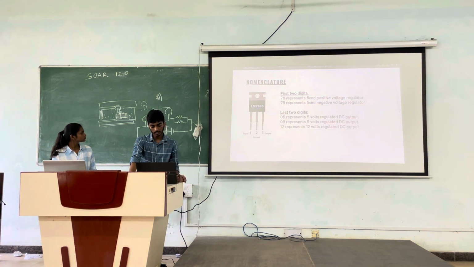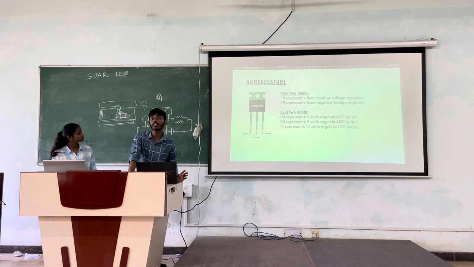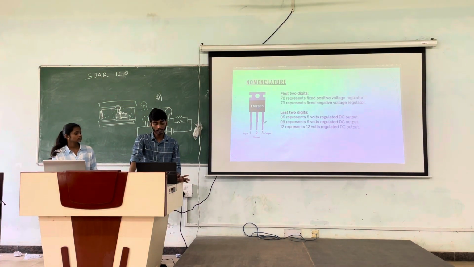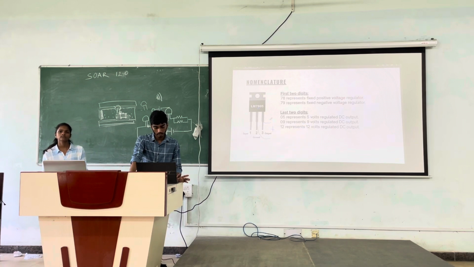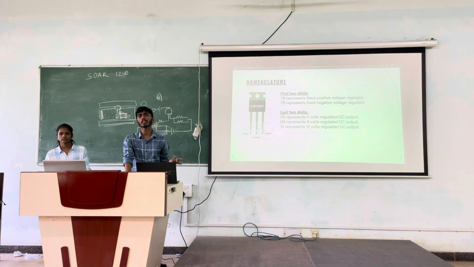So 78 represents a fixed positive voltage regulator. That means that if it is written 78 here, we are going to get a positive voltage at this output side. And if it is written 79, then we'll get a negative voltage. So this just signifies that 78 means we'll get a positive voltage with respect to ground.